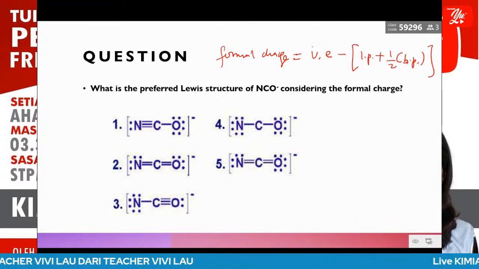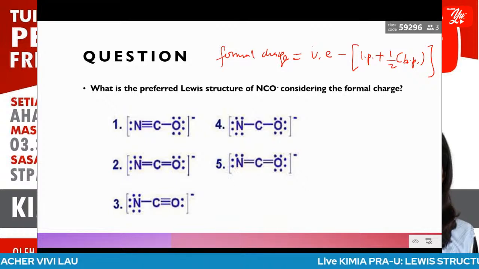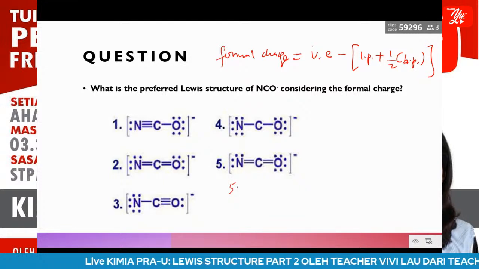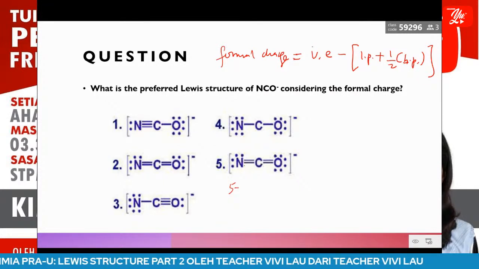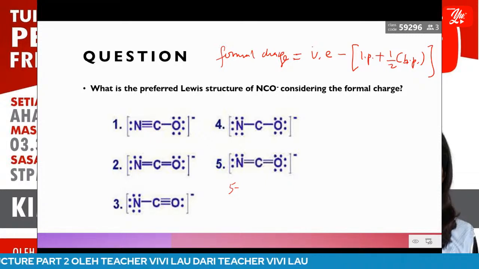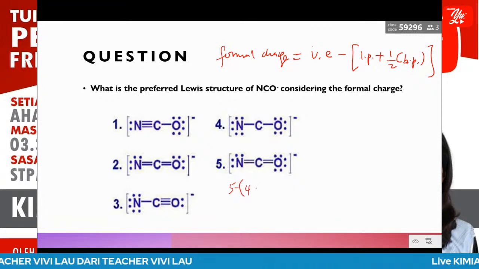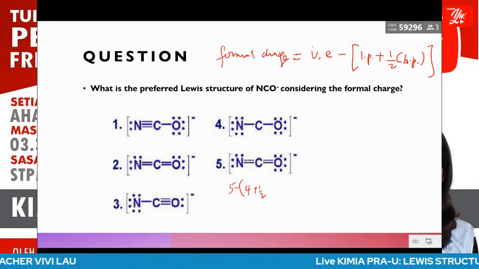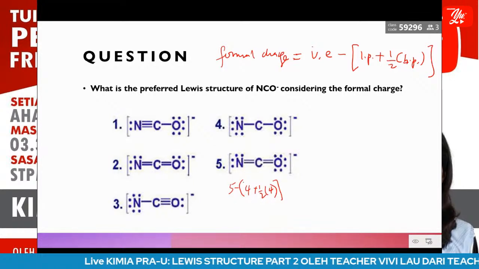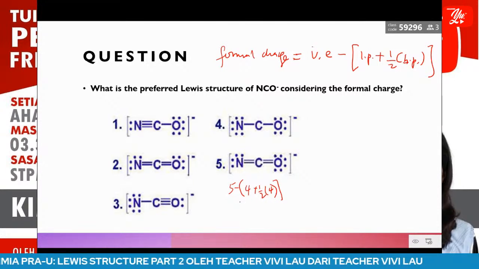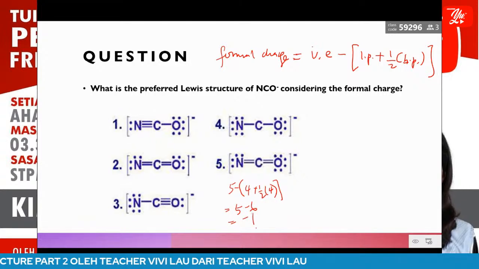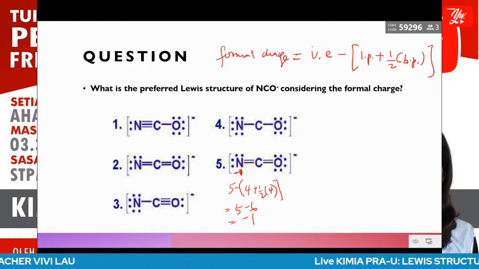Okay. So let's say I show you this one. So this one, nitrogen, the valence electron is 5, group 15. So 5 minus, okay, you got 2 lone pairs, so 4, plus half the bonding pair, we got 4 here because of the double bond. So nitrogen here has 4 plus 2, 6. 5 minus 6 is -1. So nitrogen here is -1. Okay. So you have to calculate for all the atoms inside the Lewis structure.